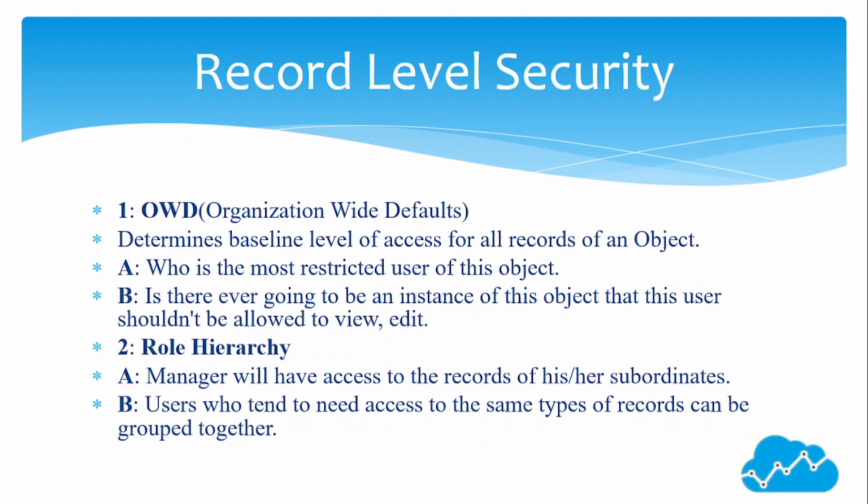Record level security, OWD, organization wide defaults, determines baseline level of access for all records of an object. Who is the most restricted user of this object? Is there ever going to be an instance of this object that this user should not be allowed to view, edit? Role hierarchy, manager will have access to the records of his/her subordinates. Users who tend to need access to the same types of records can be grouped together.